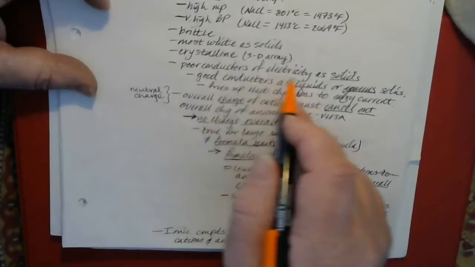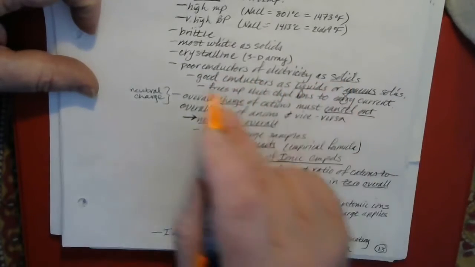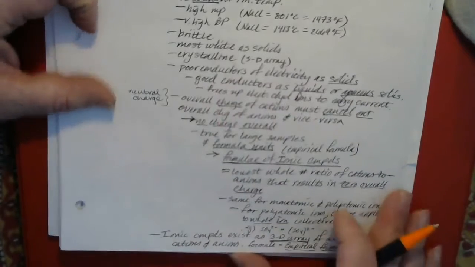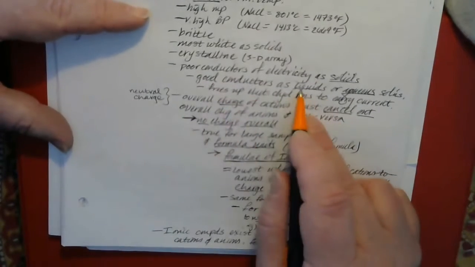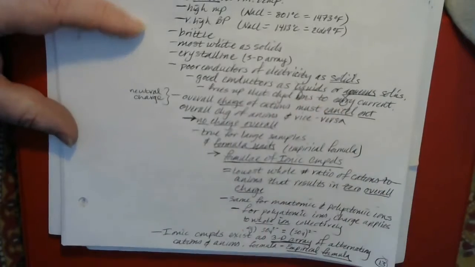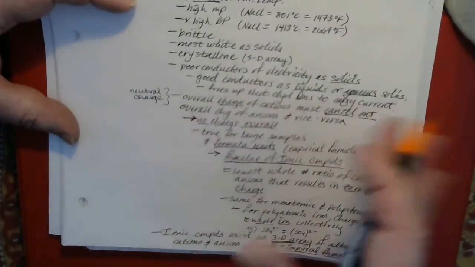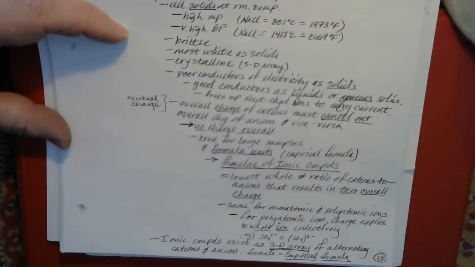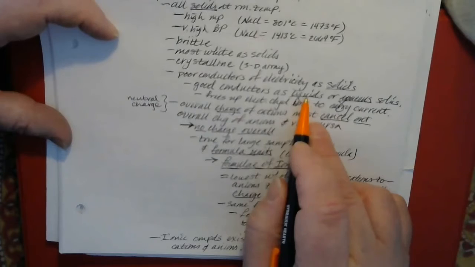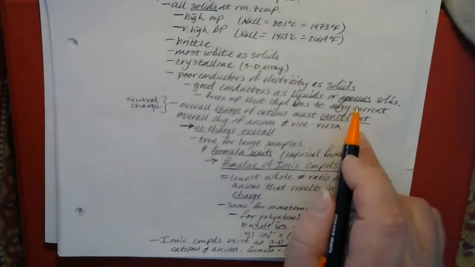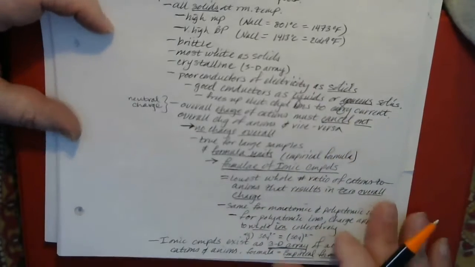They are poor conductors of electricity as solids, but if you melt them or dissolve them in water, they are good conductors of electricity. Because what happens is if you melt them, that frees up the electrically charged ions to move around, and those electrically charged ions can convey an electric current. Okay, so either as molten liquid or dissolved in water, ionic compounds conduct electricity quite well.